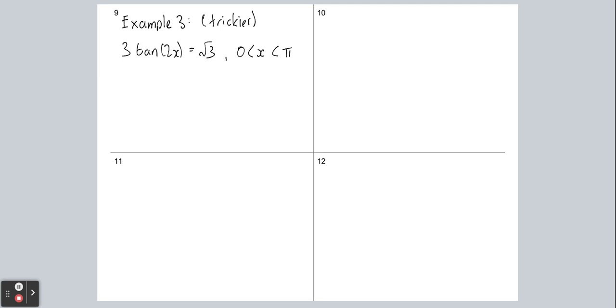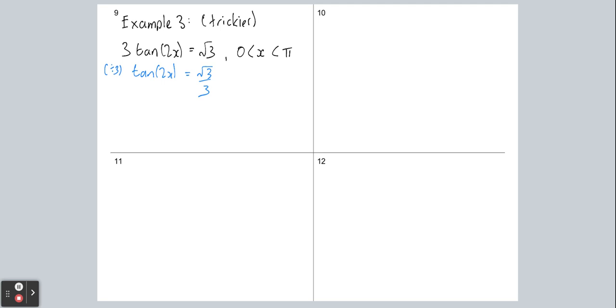Step one is as we have done in previous occasions, and that is we need to get this so that we've got the trig function on the left and a value on the right. And we can do that by dividing both sides by 3. That would leave me with tan 2x on the left, and root 3 on 3 on the right. That's okay. Root 3 on 3 is one of the values we know about.